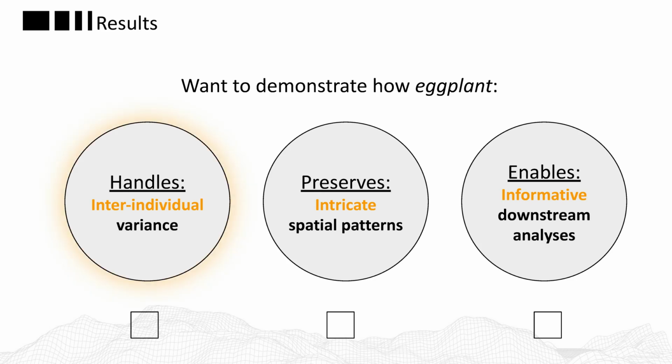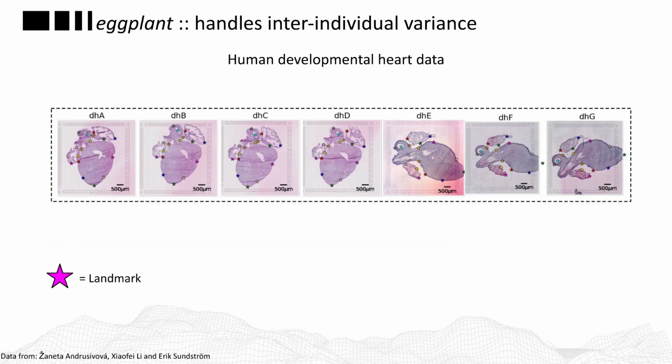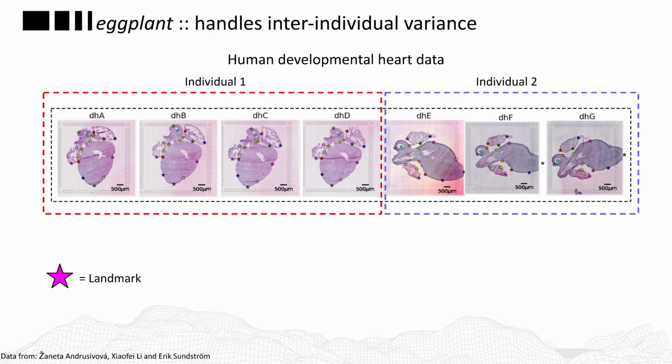We'll start off by looking at how the method handles this inter-individual variance. To demonstrate this, we're going to be looking at a dataset of human developmental heart. Here you can see there are 7 different sections, and maybe it's quite obvious, but there are 4 sections from individual 1, and there are 3 sections from a different individual, which we name individual 2 here. And these small stars that you see in different colors represent the landmarks that we have annotated in this specific dataset.